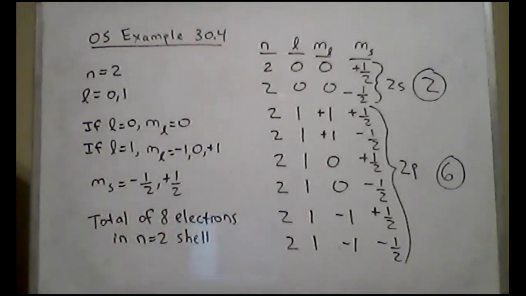That's it. 8 electrons, 2 in the 2s and 6 in the 2p. All right. Now, the big question is, how many electrons can actually fit in a shell? Is there a general formula? So first of all, I can figure out how many can actually fit into a subshell.